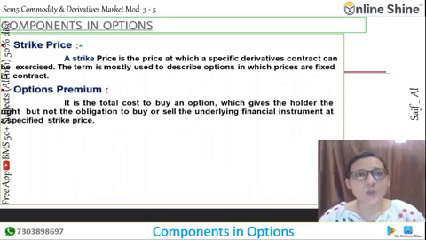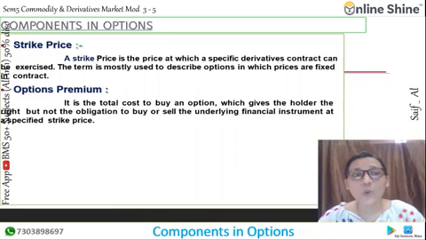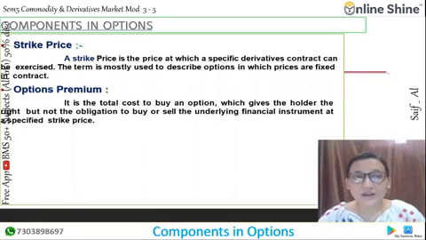Now the next component is the option premium. In the previous video, we already discussed the option premium. What is the option premium? It is the total cost of the call option when the buyer buys the option, which gives the holder the right but not the obligation to buy or sell the underlying financial instrument at the specified strike price. So the option premium is the total cost of the option.